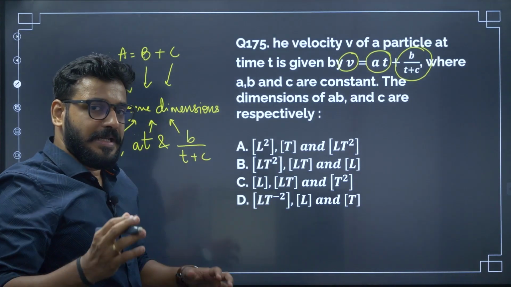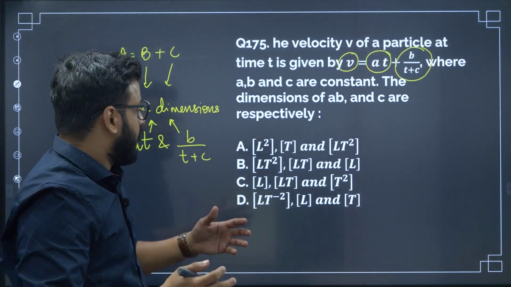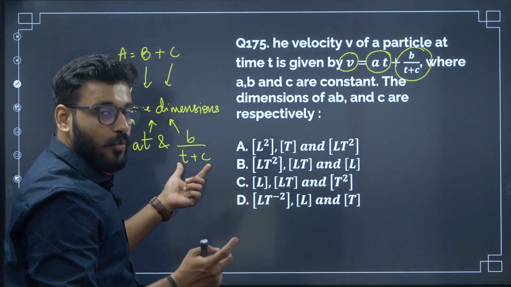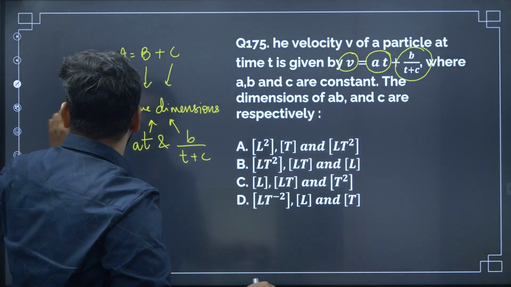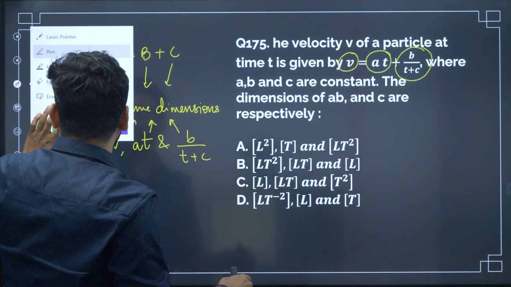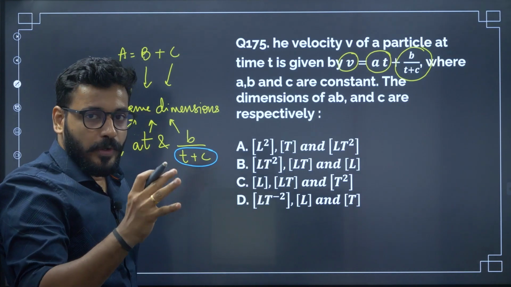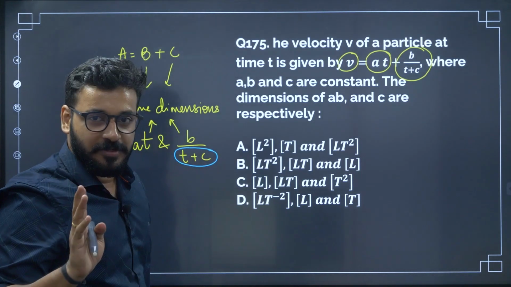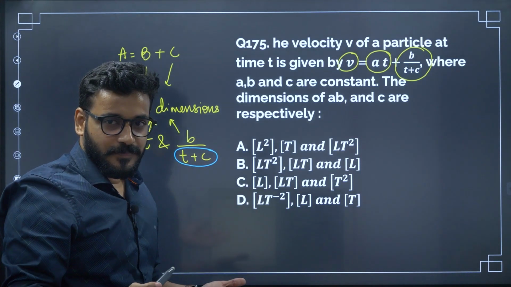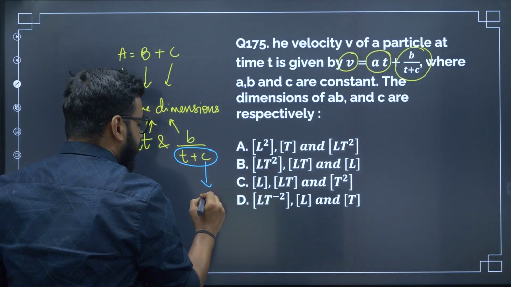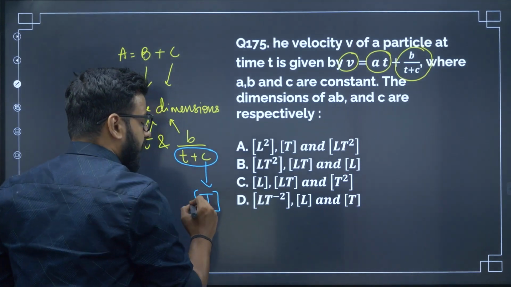But then let me tell you an even easier way. We all know that here you have two quantities added together, t plus c. You can do it only when t and c are of the same dimension. T is time. So what is the dimension of c? It is absolutely the dimension of t, time.